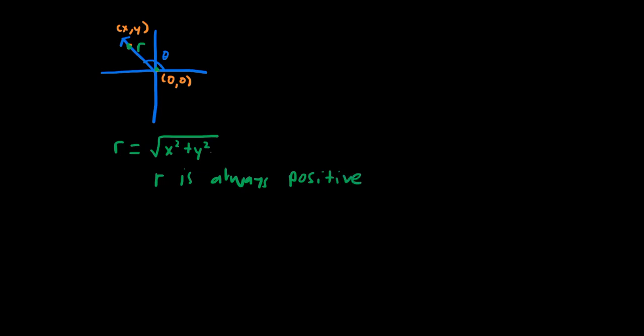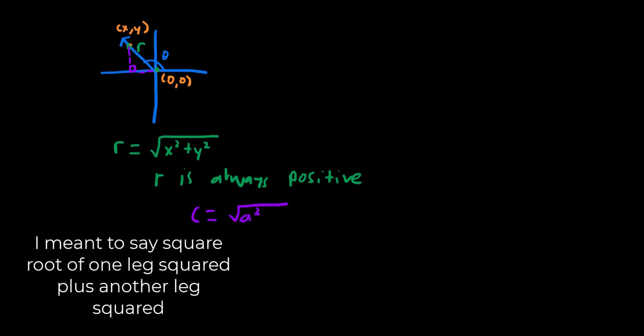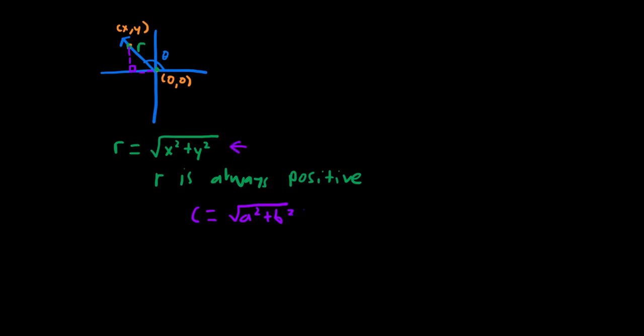So the reason why we have this formula is because if you look here, this is like the vertical leg, and this is like the horizontal leg. And as you can see, it makes a right triangle. And so the point x, y makes a right triangle with the origin 0, 0. And the Pythagorean theorem is c equals the square root of one leg squared plus the other leg squared. And as you can see, these two formulas are the same. And so that's where we get this formula from.